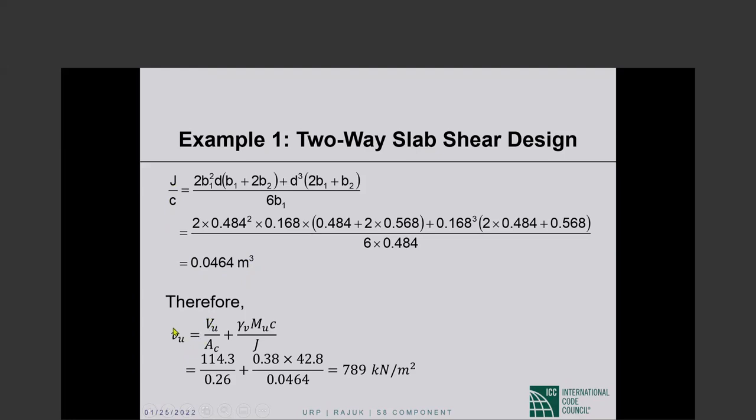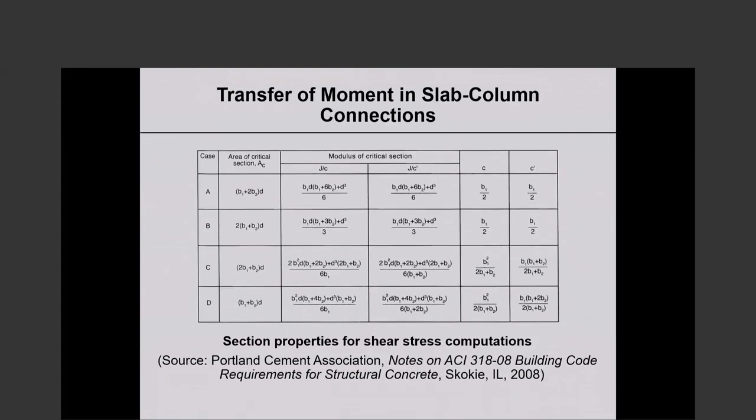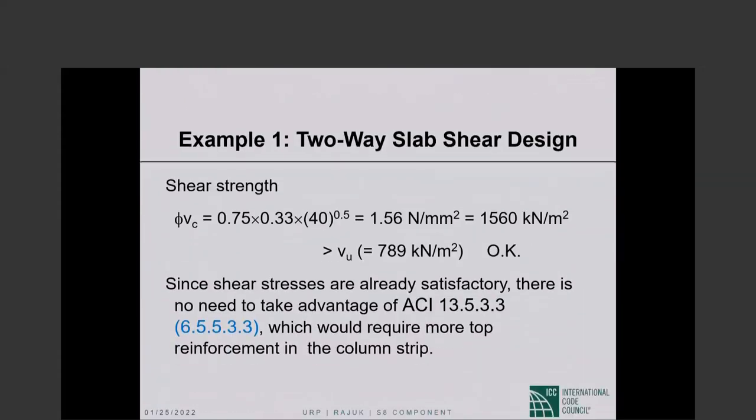So the shear stress on the right section is V sub U over A sub C. V sub U is 114.3 divided by A sub C of 0.26. Gamma sub V is 0.38, 42.8 is M sub U. J over C is 0.0464. All of that gives us 789 kilonewton per square meter shear stress. 789 kilonewton per square meter, that number.